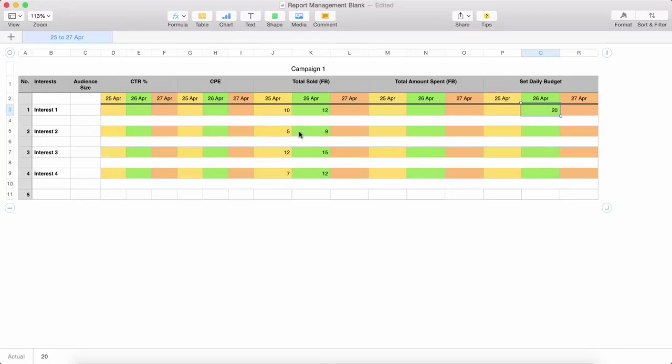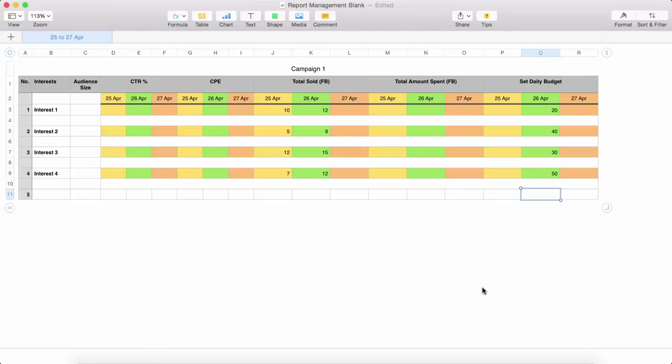Then let's look at interest 2. There are 4 increase in sales, so I will set the next day budget to 40, and this is 3 increase in sales, 30, and this is 5 increase in sales, I put 50. So this is how I set the daily budget for each interest, depending on the number of sales that happen on a day-by-day basis.